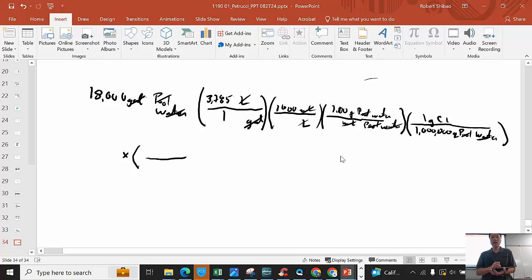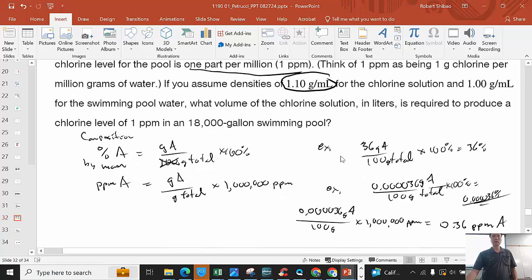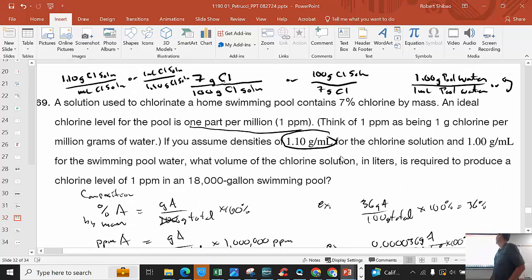Now, we're either going to get rid of grams or grams of pure chlorine. Is there something that gets rid of grams of pure chlorine? Yeah. We need 7 grams of pure chlorine for every 100 grams of chlorinating solution or chlorinating mixture. All right, now how many sig figs do I have here? So let's go back up here and take a look. They say chlorinating solution contains 7%. How many sig figs would you treat that as?